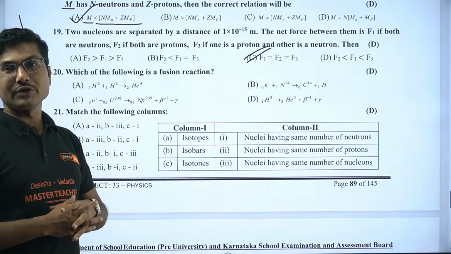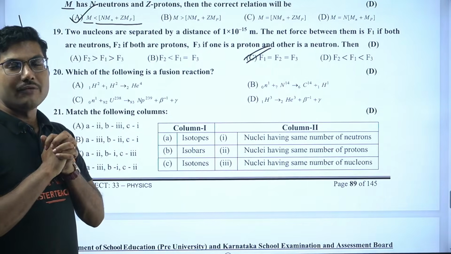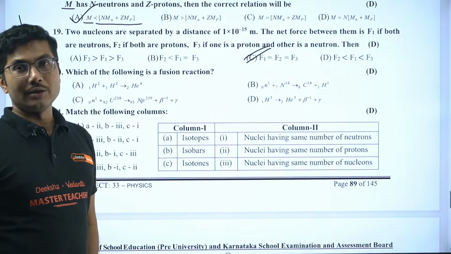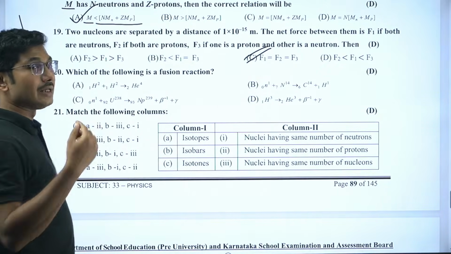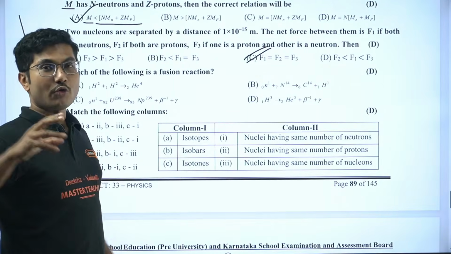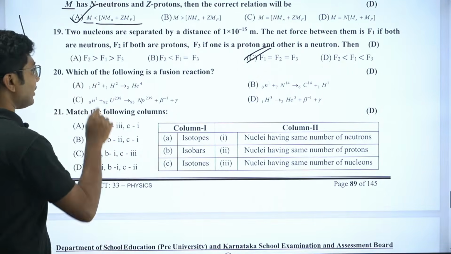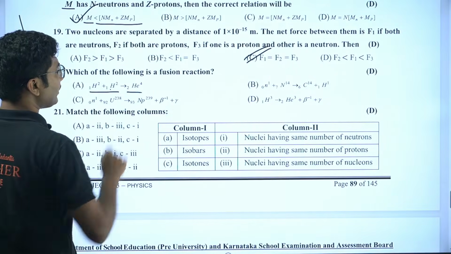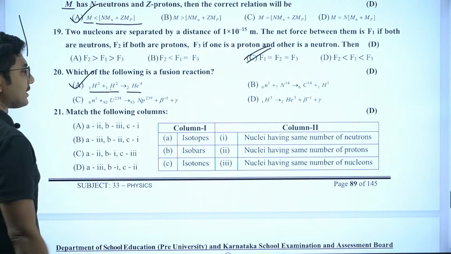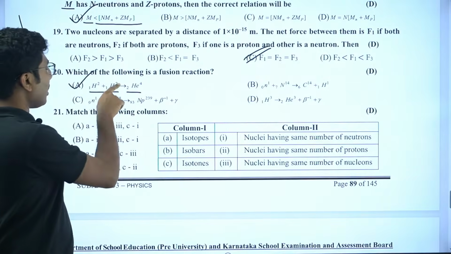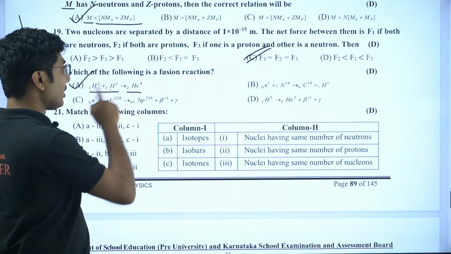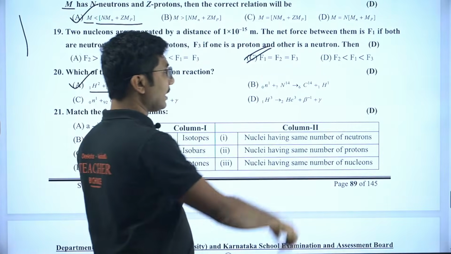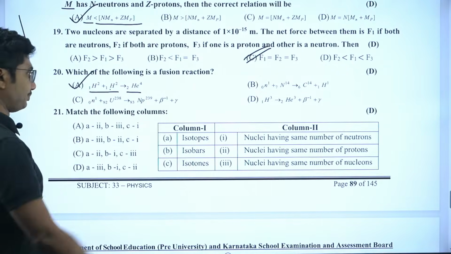Fusion means when multiple nuclei fuse together to form one or more new nuclei. So lighter nuclei fuse to form slightly heavier nuclei. Here is only one case where two lighter nuclei fuse to form a heavier nucleus. So this is the example of fusion, when two deuterium atoms fuse to form a helium. Here it is a breaking, here it is also breaking.